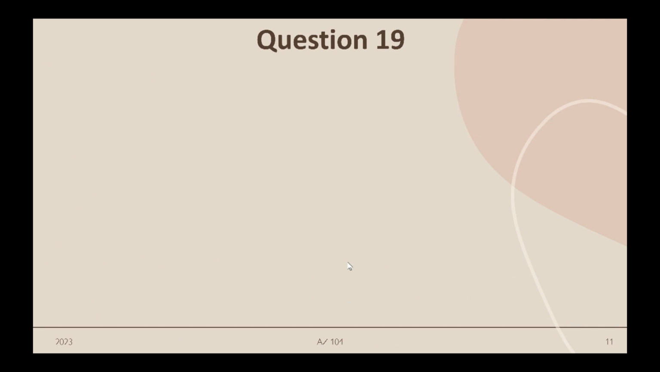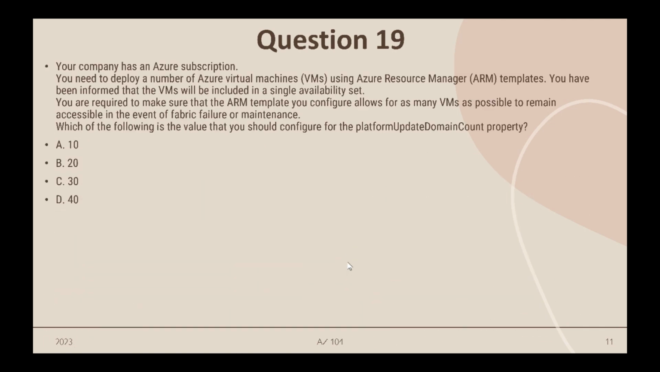Now let's look into the next question, question number 19. So your company has an Azure subscription. You need to deploy a number of Azure virtual machines using ARM templates. You have been informed that the VMs will be included in a single availability set. You are required to make sure that the ARM template you configure allows for as many VMs as possible to remain accessible in the event of fabric failure or maintenance. Which of the following is a value that you should configure for the platform update domain count property?